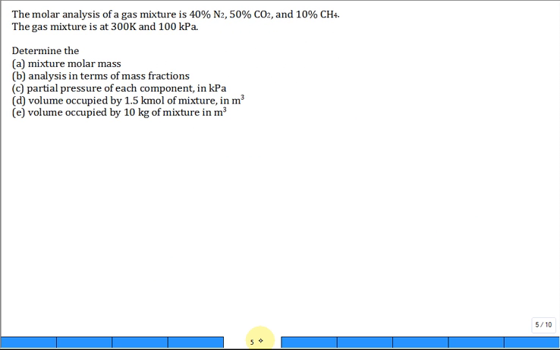Ready to solve a problem? The molar analysis of a gas mixture is 40% nitrogen, 50% CO2, and 10% methane. Given a temperature and pressure of that gas mixture, determine the mixture molar mass. Then determine the analysis in terms of mass fractions. Then determine the partial pressure of each component, and then determine, et cetera, okay? So we'll take it one step at a time.